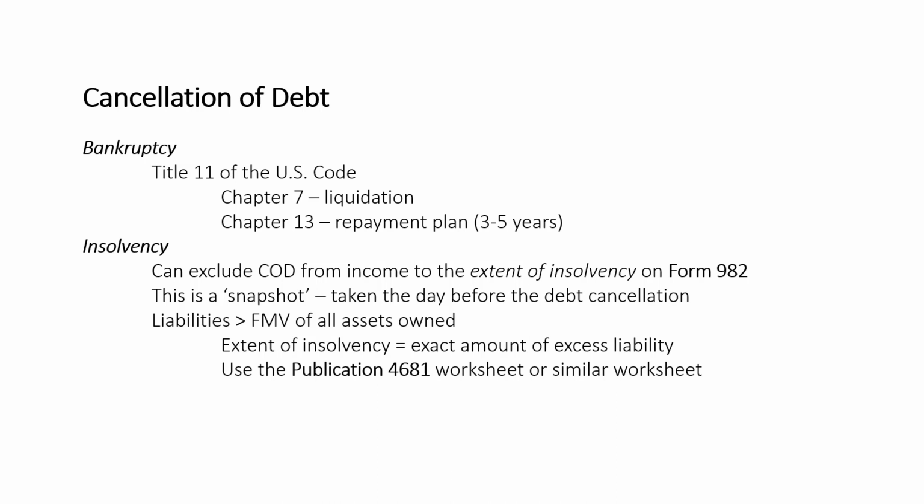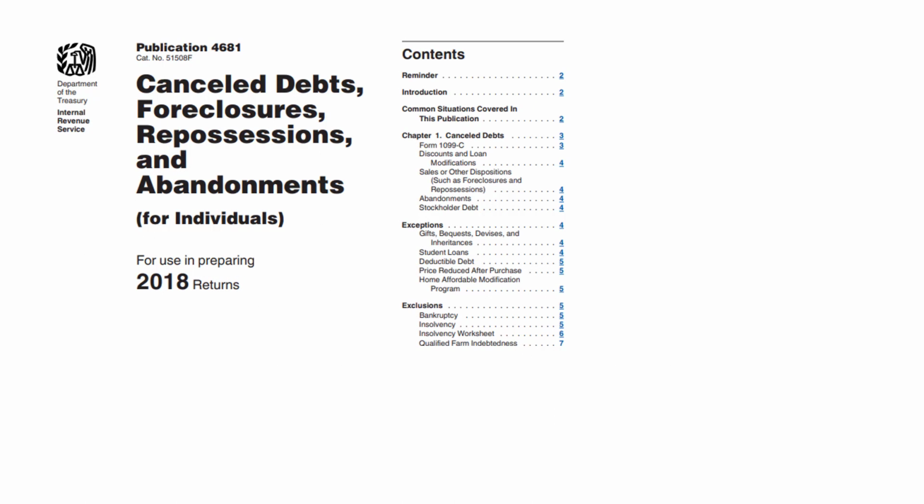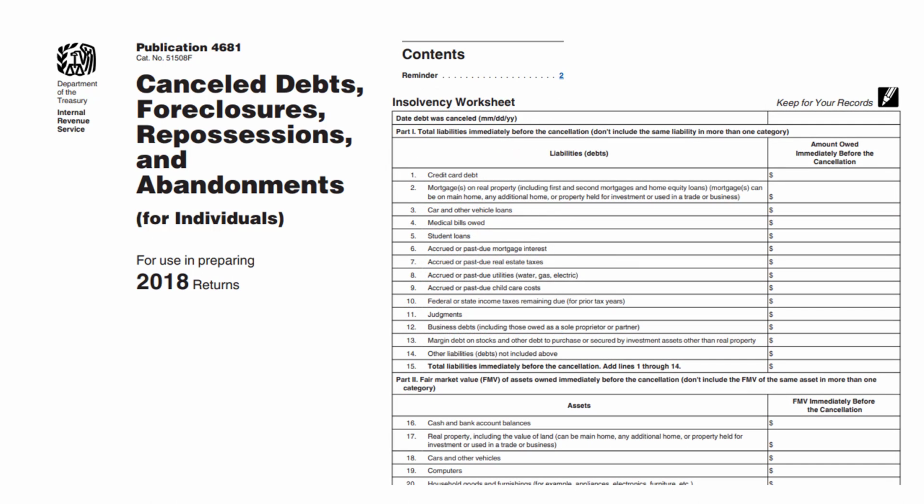We use the Publication 4681 worksheet or a similar worksheet. There is a worksheet found in the TaxSlayer Pro Desktop software. Your client needs to keep detailed records. And again, we refer to Publication 4681, Canceled Debts, Foreclosures, Repossessions, and Abandonments for Individuals. And the insolvency worksheet is found in the publication.